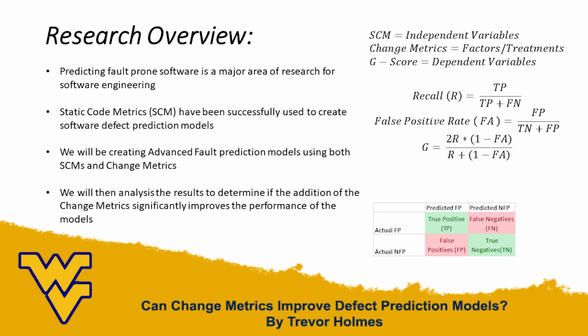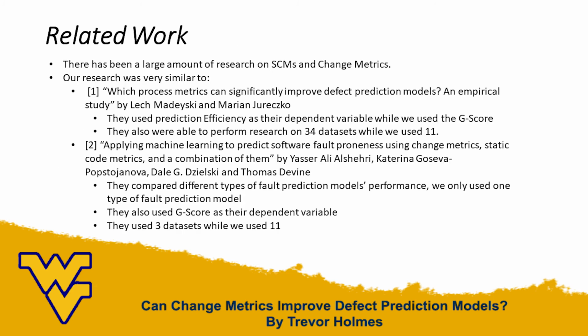Now, how we're going to be doing this is all the static code metrics are going to be the independent variables because they won't be changed. They'll be in every single model. The change metrics will be our factors, and then our dependent variable will be the G score, which takes into account recall and false positives. That's how we're going to measure success.